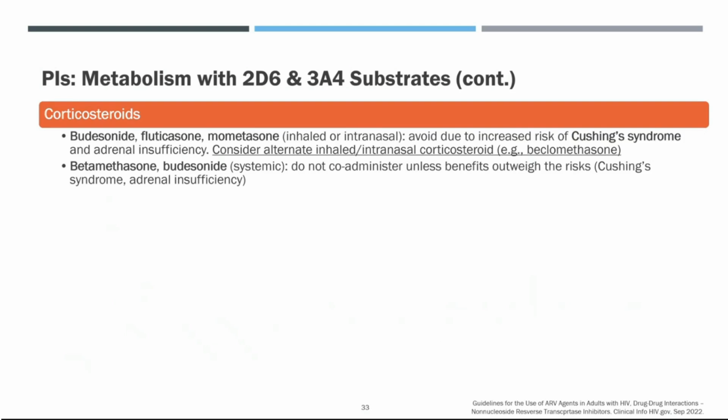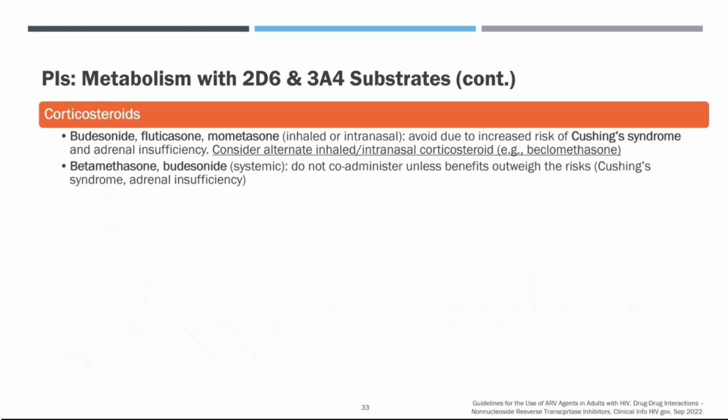And corticosteroids, I'll say this is the most underestimated drug interaction, because oftentimes we think a lot of these corticosteroids that are inhaled or intranasal spray are very minimal since they're not systemically absorbed. But in fact, even though they are used by inhalation or intranasally, they can still cause significant toxicities, including Cushing syndrome and adrenal insufficiency. So it is contraindicated to be used with budesonide, fluticasone, and mometasone.